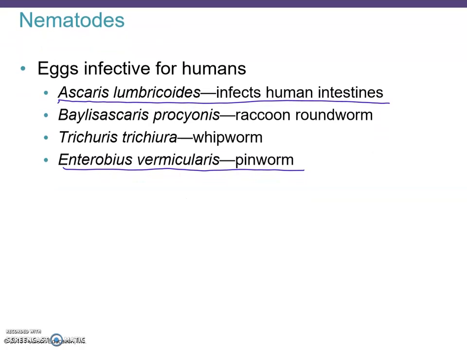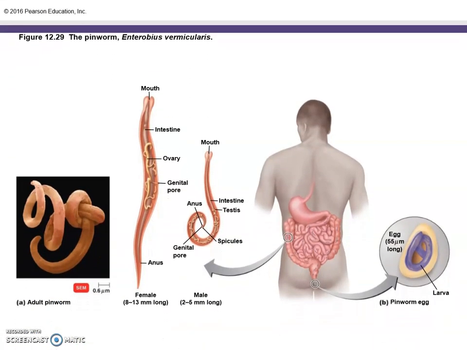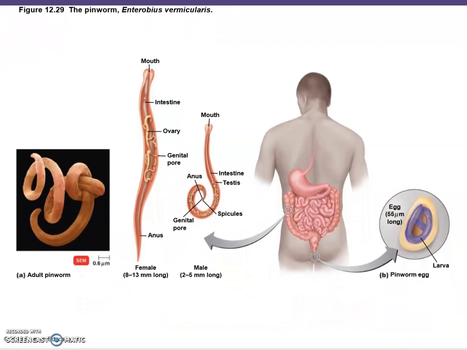Here are 2 examples. Ascaris lumbricoides infects human intestines, and the Enterobius vermicularis, the pinworm, that's also fairly often seen in humans. The other 2 we don't really need. So just the Ascaris lumbricoides and the Enterobius vermicularis, the pinworm. So here would be Enterobius vermicularis, the pinworm. Over here you have an image of an adult pinworm.